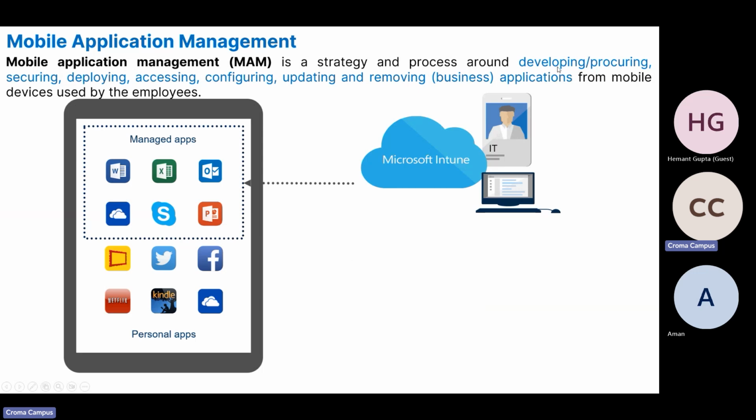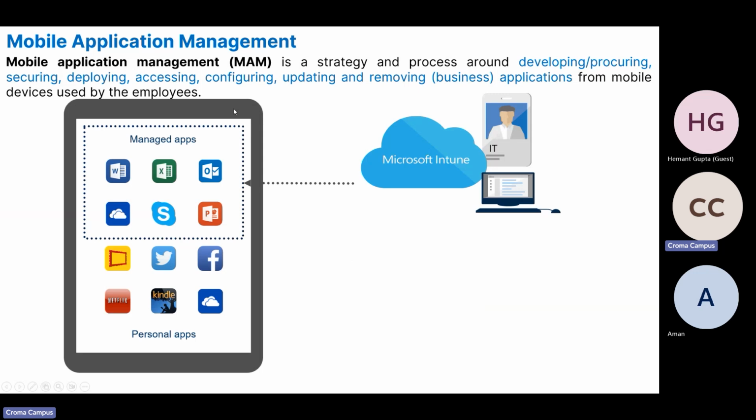So there has to be a source. Either we develop in-house or purchase it from the vendor, right? When we purchase it, we have to secure the application, deploy it to the group of users and devices, then make it accessible to the user, with whatever level of accessibility they would have. Then the configurations, how it will look, its UX, its functionalities, and then updating time to time, and also removing.